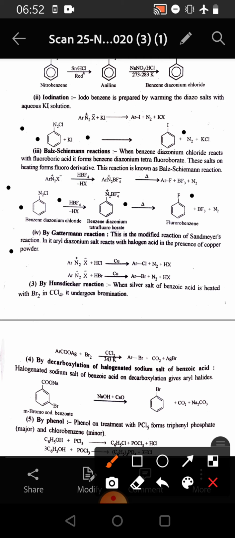Next we come to the Gattermann reaction. This is the modified reaction of Sandmeyer's reaction. In it, aryl diazonium salt reacts with halogen acids in the presence of copper, and with HCl it gives aryl chloride, and with HBr it gives aryl bromide.